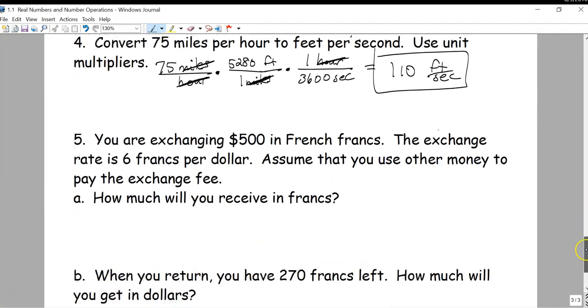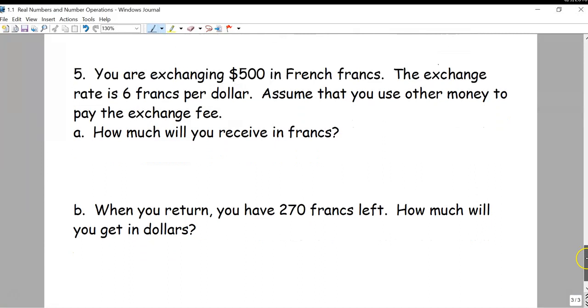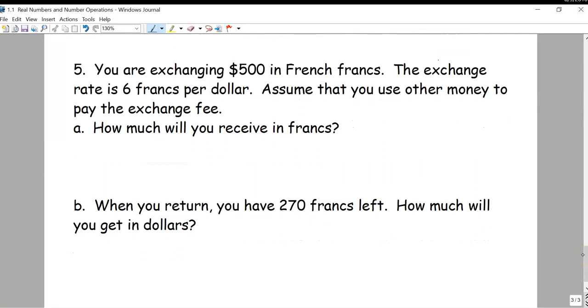And lastly, we have one more example. Lastly, we're exchanging $500 in French francs. The exchange rate is 6 francs per dollar, 6 francs in every dollar. Assume that you use other money to pay the exchange fee. How much will you receive in francs?